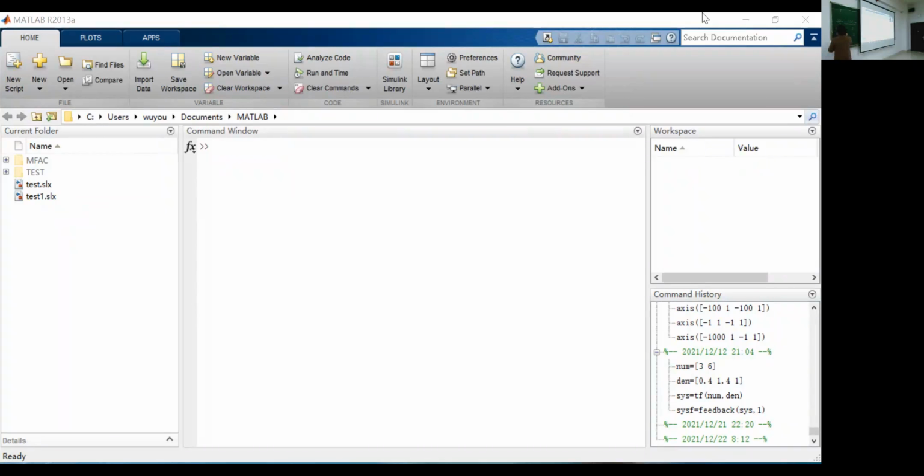500, 1,000, and 1, 1. The last should be what? Just the constant, right? Yeah. And then according to the decreasing order of S, right? Yes.